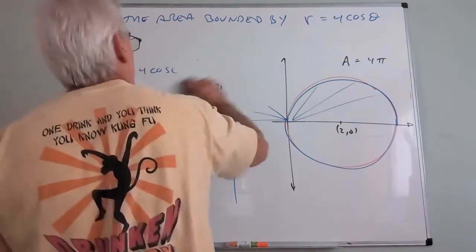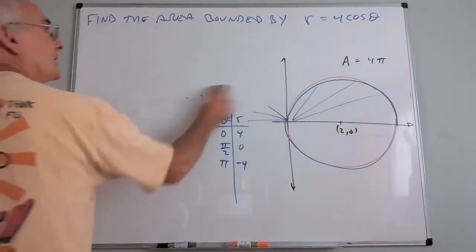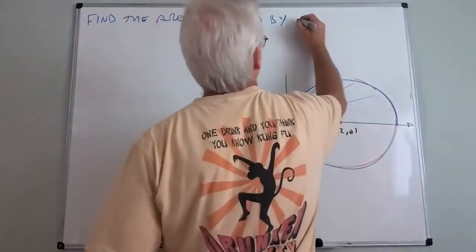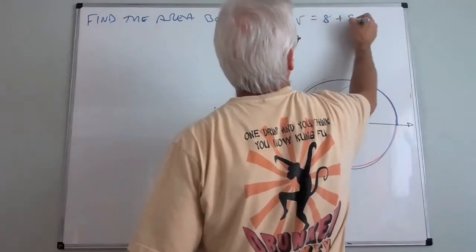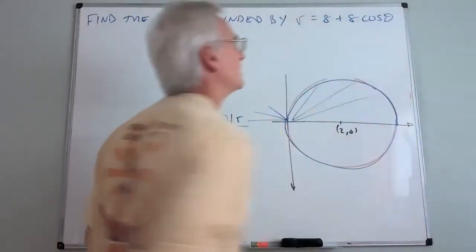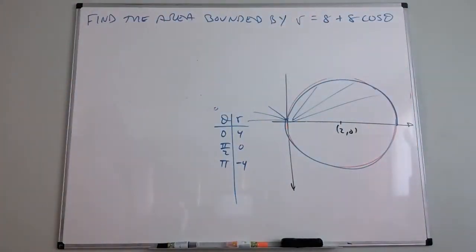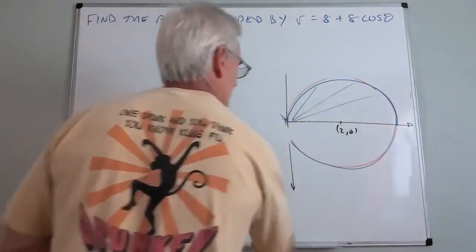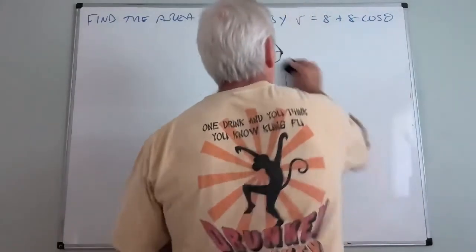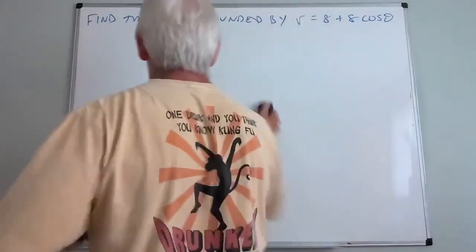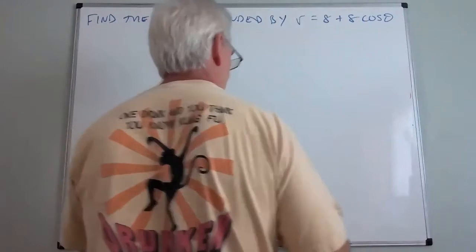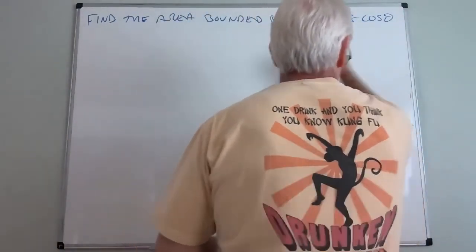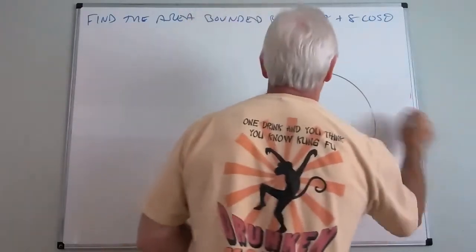Now, we did a problem yesterday. I make up problems off the top of my head, but I think we did 8 plus 8 cos. Does that sound right? Is that the cardioid we did yesterday? So we know what that looks like. Looks like this-ish.